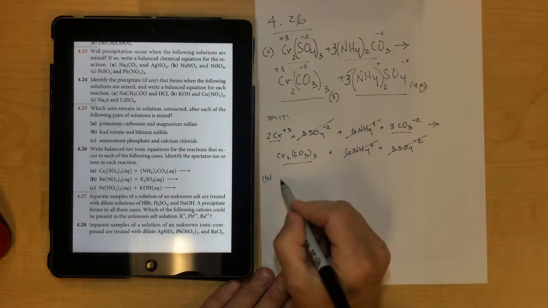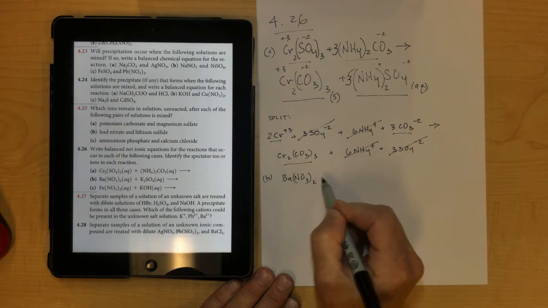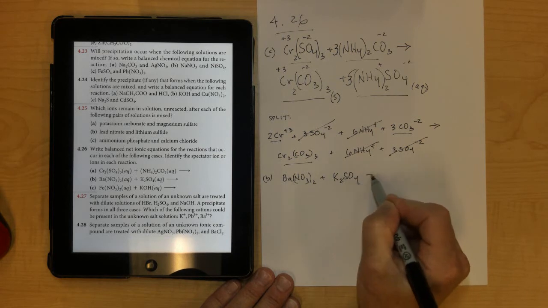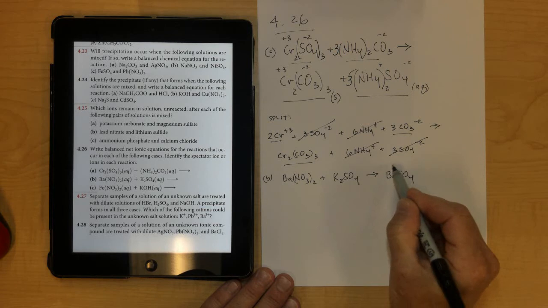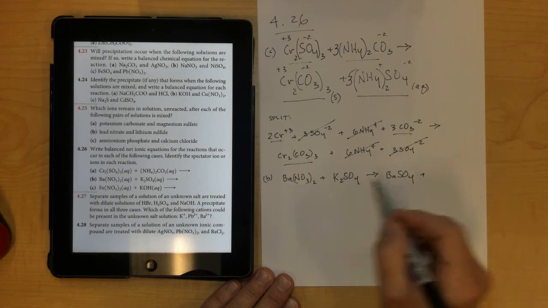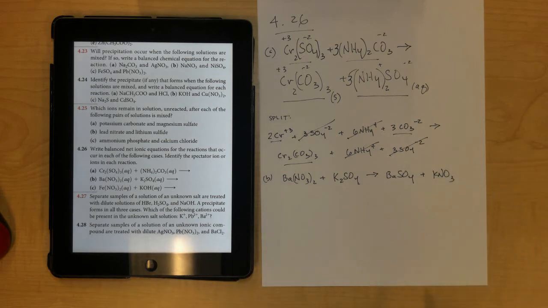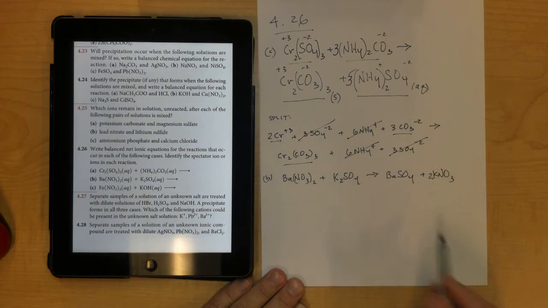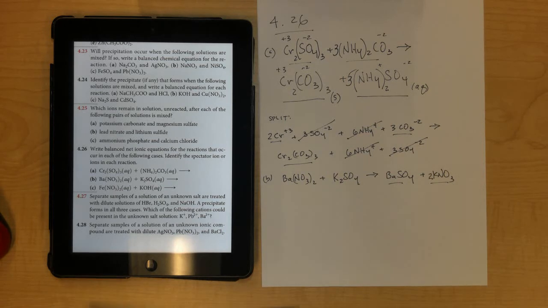Letter B, we have barium nitrate, Ba(NO3)2 right here, aqueous, and then that reacts with potassium sulfate. Swap the cations, we end up with barium sulfate. Barium's plus 2, sulfate's minus 2. And the potassium nitrate, so KNO3, potassium's plus 1, nitrate's minus 1. Balancing the reaction, I need a 2 for the nitrate right here, and there's a 2 right there for the potassium. Now we're balanced. Now we need to look at each one of these and decide whether they are soluble or not.